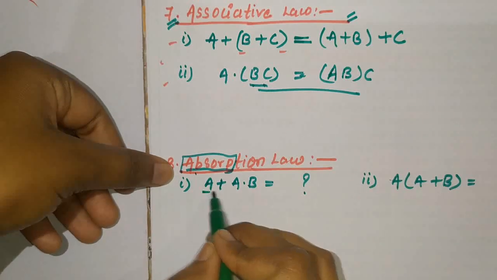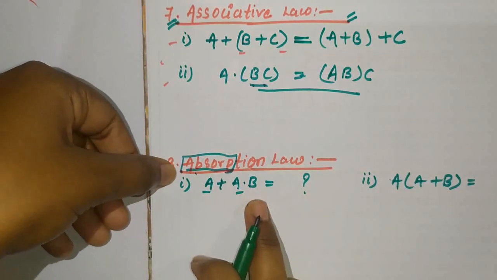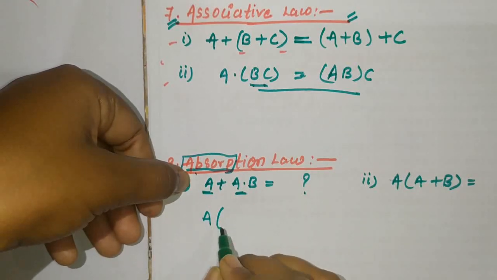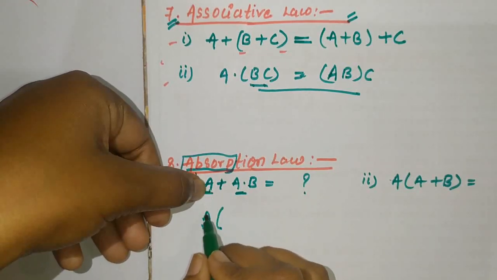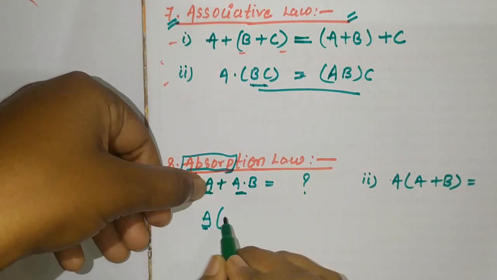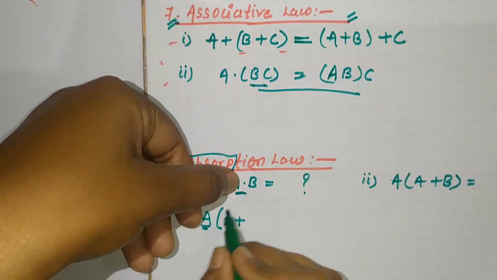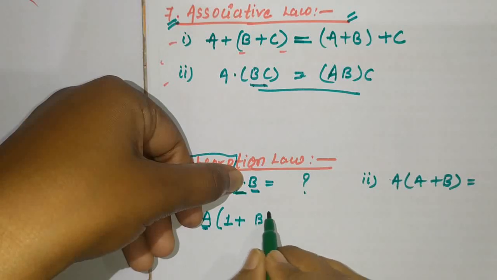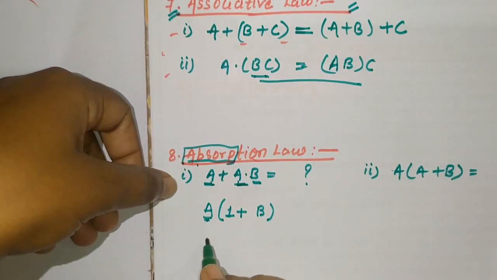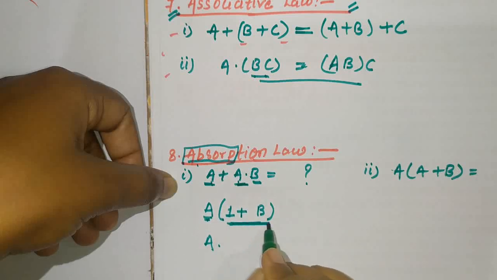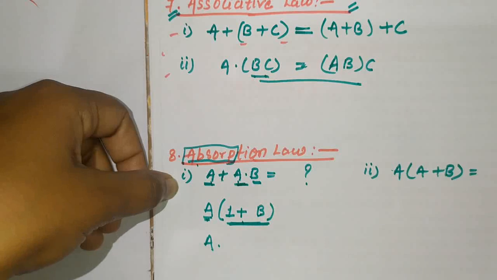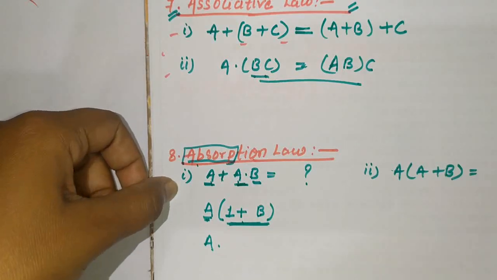So here both terms are a plus a into b. So we take a common. If we take a common, what is left here? Nothing is left here, so we have to write 1. Plus, a we are already taking common, so only b is left. So I have written b. So a into (1 plus b). What is the output? This is the property of 0 and 1.